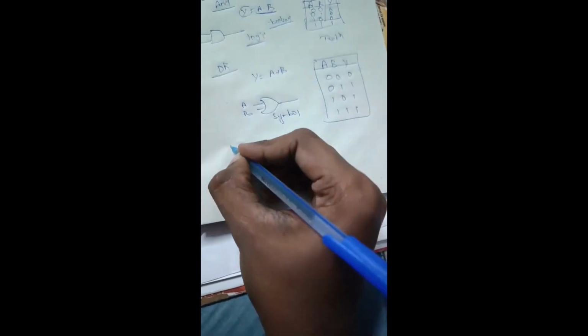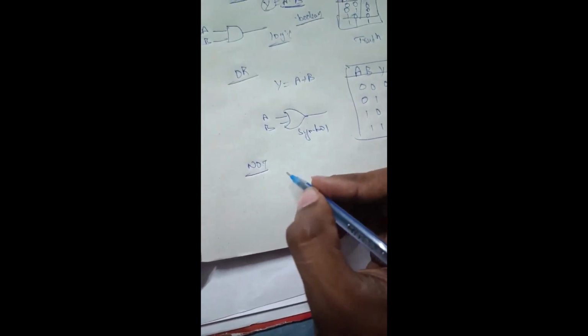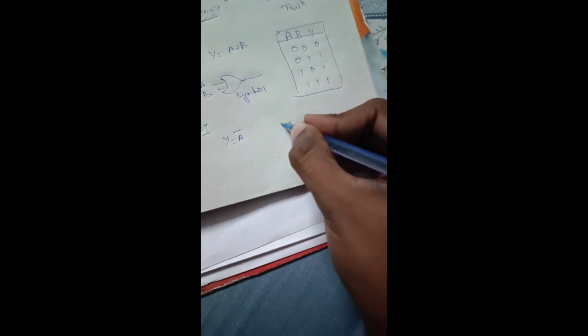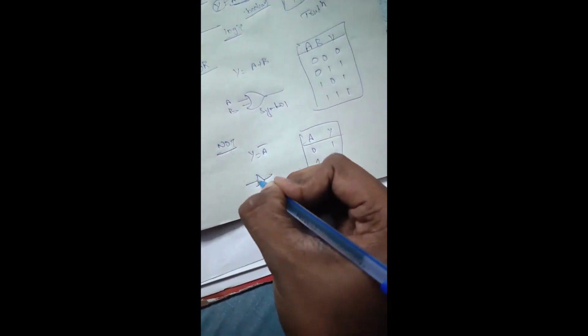Let us now see the NOT gate. NOT gate is nothing but it performs the inverter operation. That means if you have an input as 0, then the output will be 1. If the input is 1, the output will be 0. And this is the NOT gate symbol.